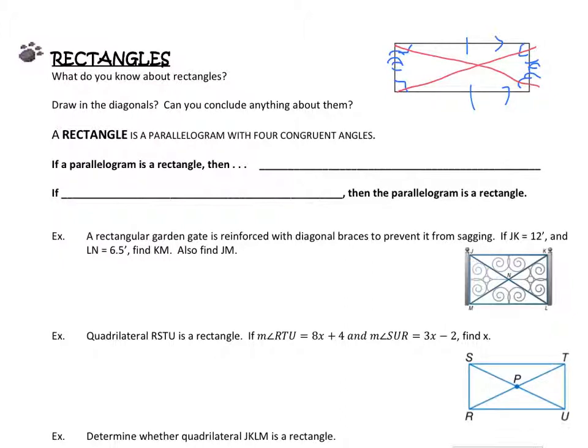So, a rectangle is a parallelogram with four congruent angles, obviously 90 degrees. If a parallelogram is a rectangle, then its diagonals are congruent. And likewise, if the diagonals of a parallelogram are congruent, then the parallelogram is a rectangle.